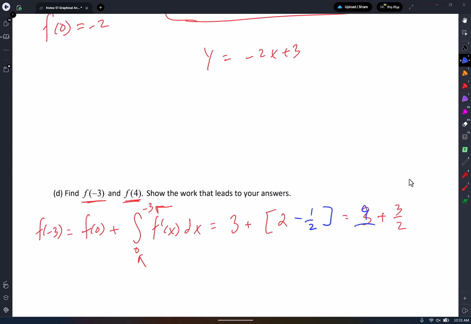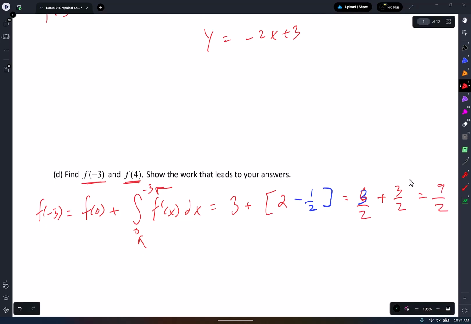9 over. Oh, no. Leave it. I was gonna multiply it by 3 for some reason. Times 2. Yeah, 6 over 2, 6, 9. 9 over 2. That's my final answer. Now I need f of 4.